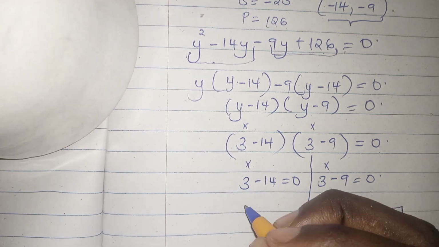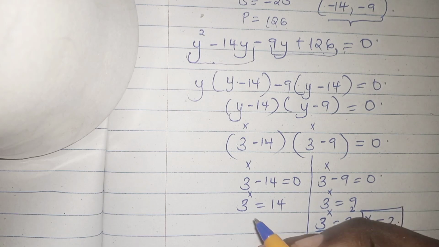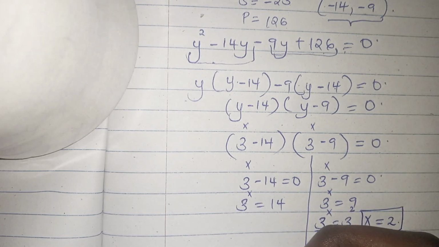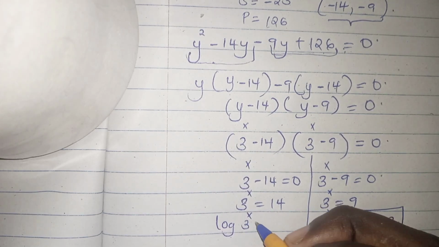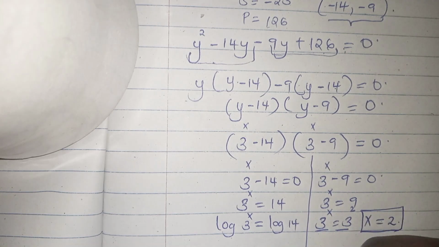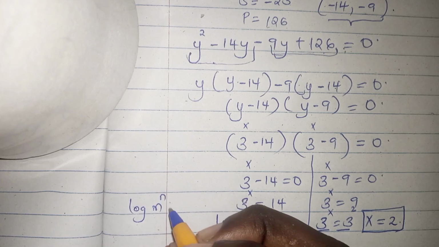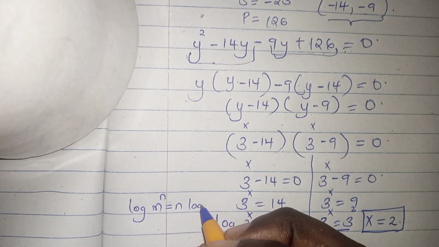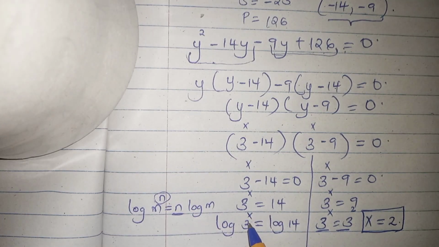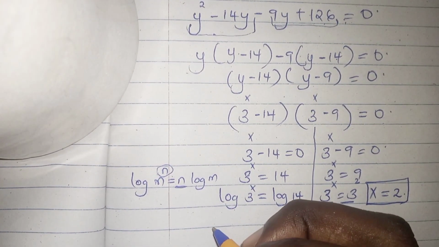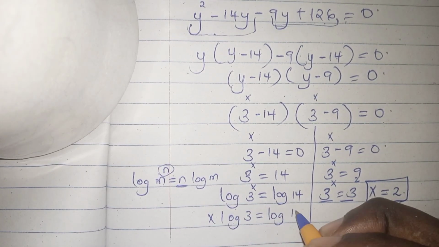And on the other side, 3^x = 14. We are looking for x. We shall now introduce logs on both sides. So this will be log 3^x = log 14. We are going to use the power rule. If you have log m to the power of n, we can write it as n log m. So bringing this power here before the log. We are going to do the same. Bring this power here before our log, and x log 3 = log 14.